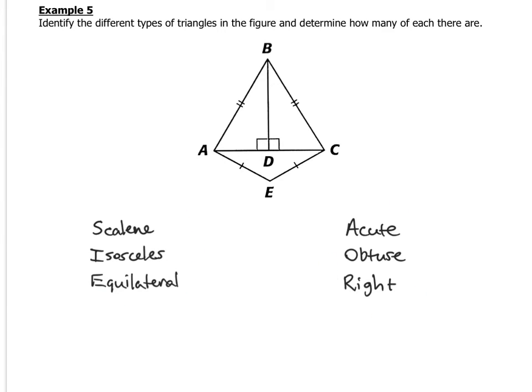And so now I'm going to look at this picture and see if I can figure out how many of each of these types we have. So first of all, let's identify how many triangles we have total in this picture. I see one triangle here. Let's call this triangle ABD. I see another triangle here. I can call this triangle BCD.